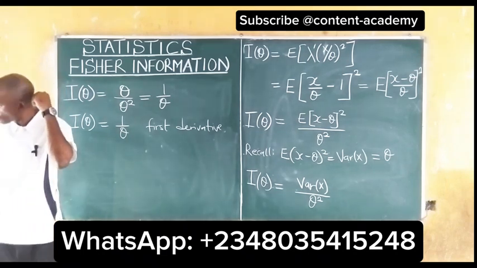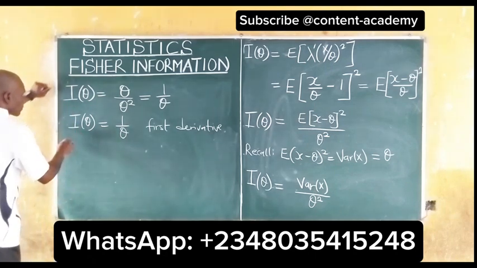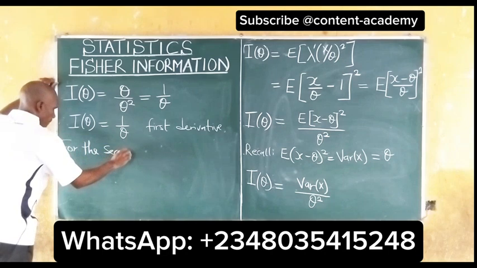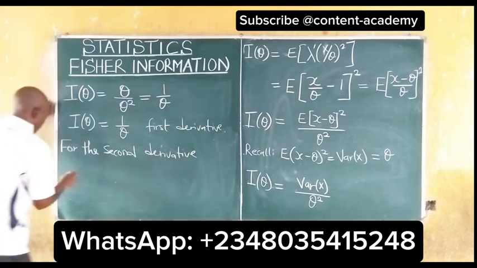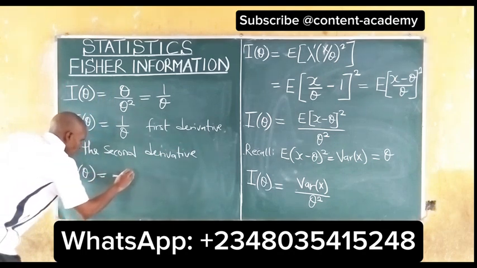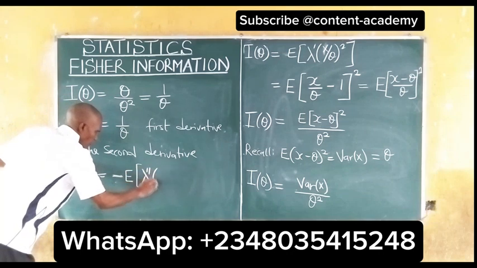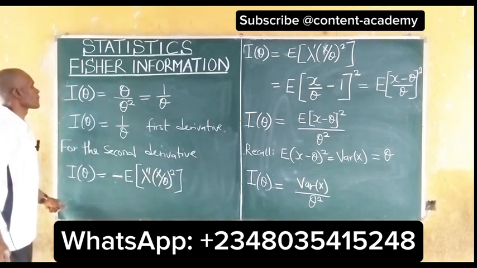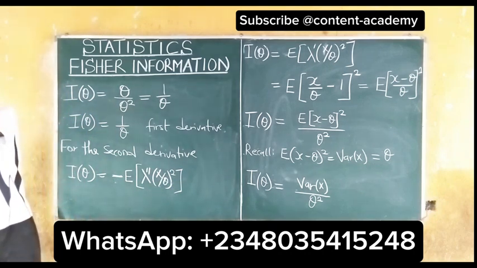Now, the next thing to do is to go to the second derivative. For our second derivative, our Fisher information is equal to negative expectation of x all over theta whole square. So this is what we get for our second derivative.